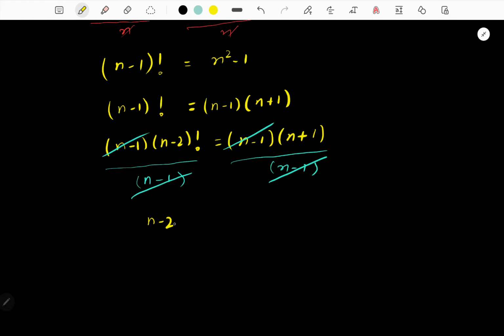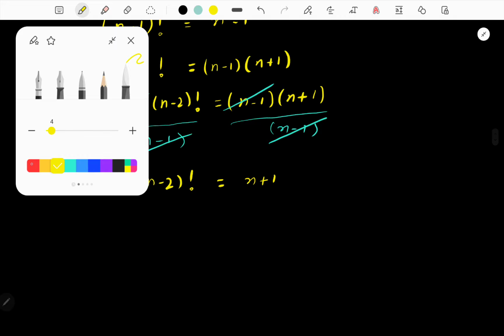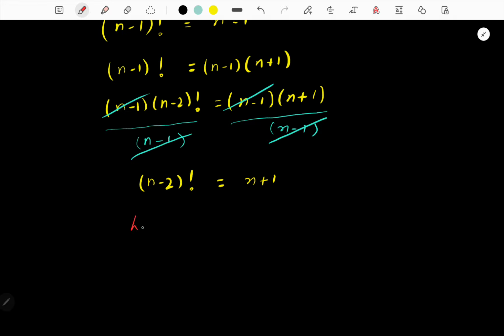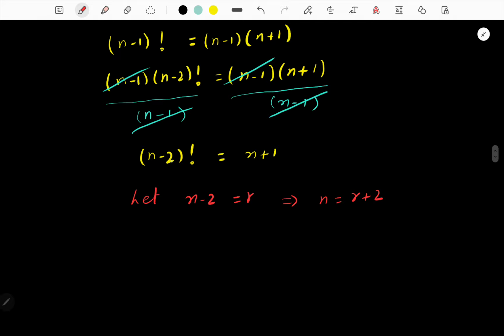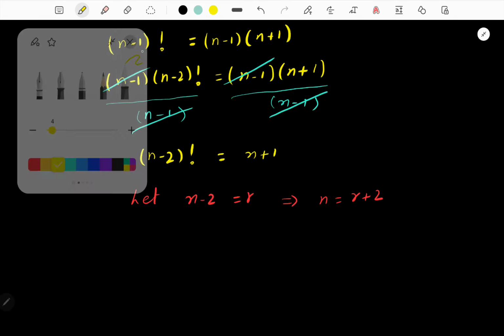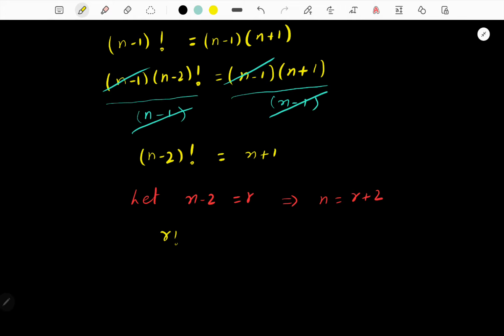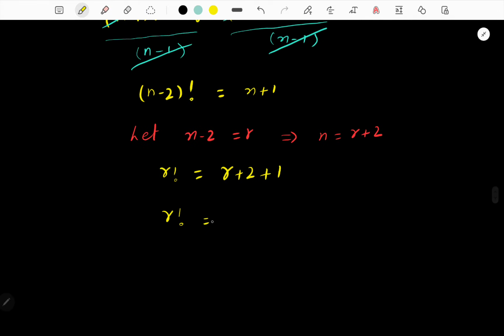And thus we will get n minus 2 factorial, that is equal to n plus 1. And from here, let us substitute n minus 2 equal to r, then this implies that n is equal to r plus 2. We substitute this over here, and we will get r factorial is equal to r plus 2 plus 1, and from here r factorial is equal to r plus 3.